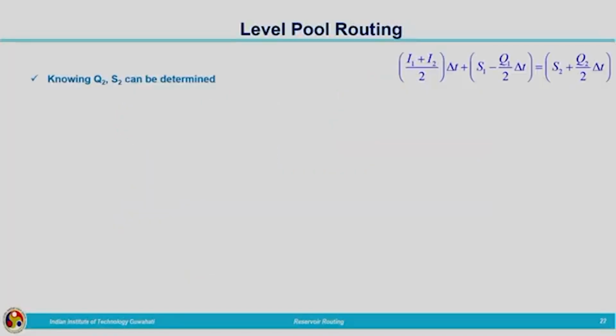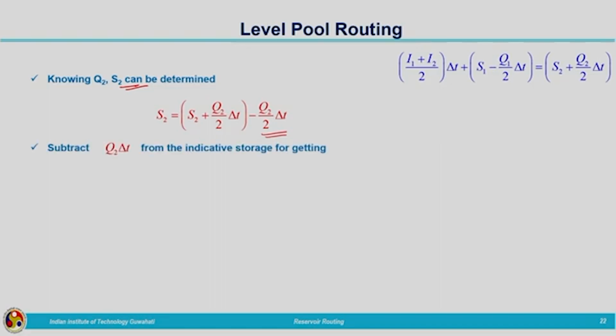So, by knowing Q2 we can determine S2. S2 can be determined using this equation. We have the indicative discharge: S2 plus Q2 by 2 delta T, minus Q2 by 2 delta T. That is, the indicative discharge minus Q2 by 2 delta T will give us the value corresponding to storage at the end of the time step. So, S2 is obtained like that.